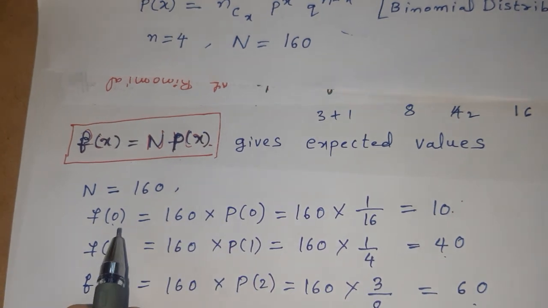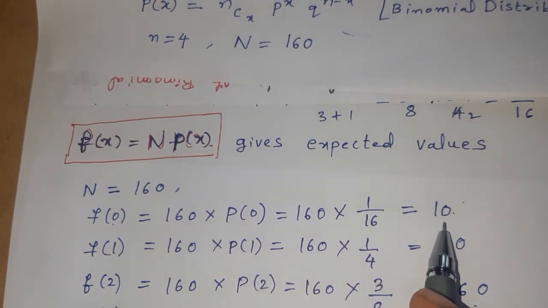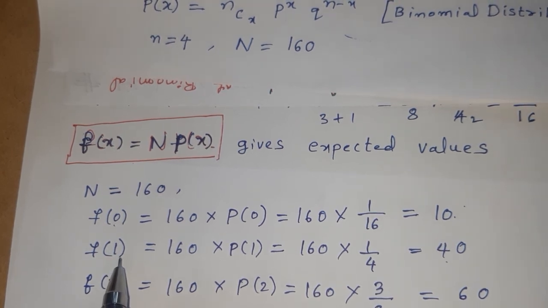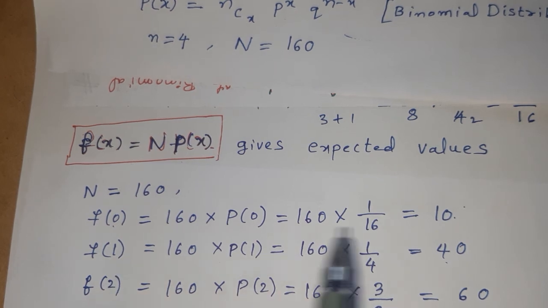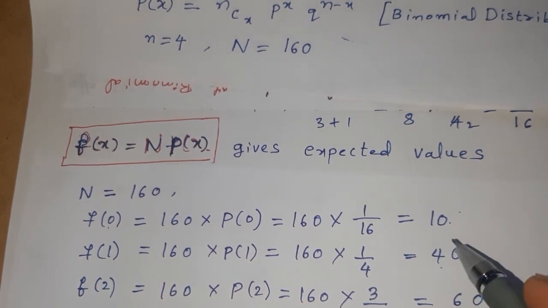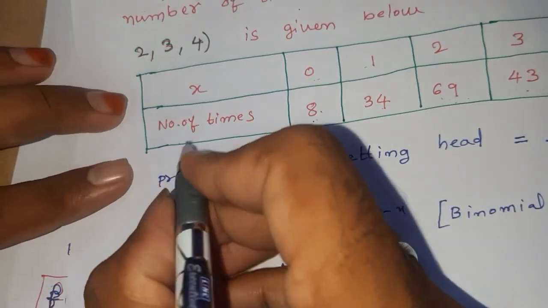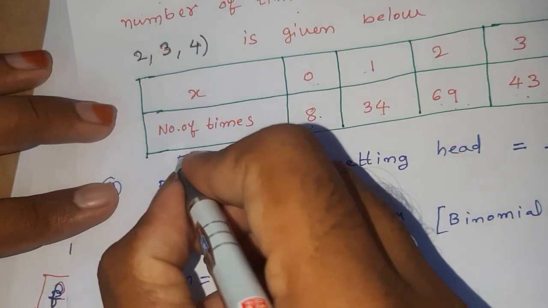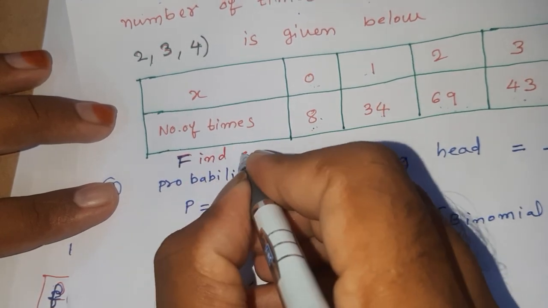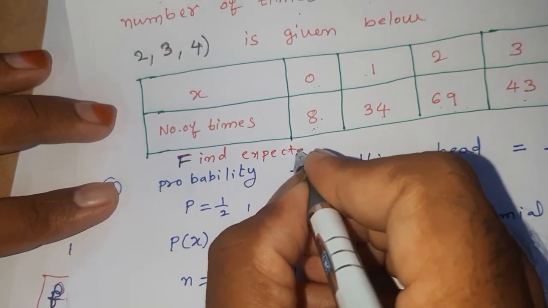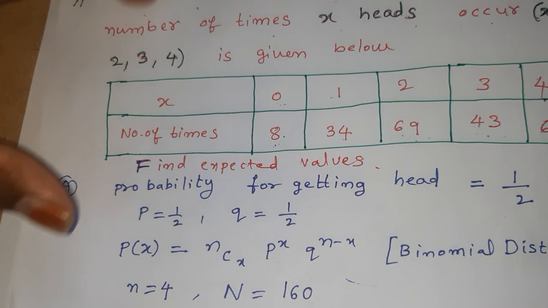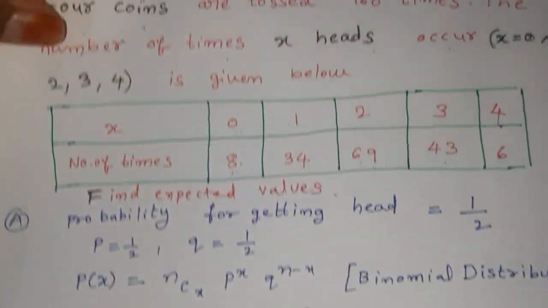That is how many times we will get 0 heads: 10 times among 160. How many times we may get a single head among 4 tosses in 160 trials: 40 times. In this way we can expect. Therefore these are called expected values. Actually the question is: find expected values.